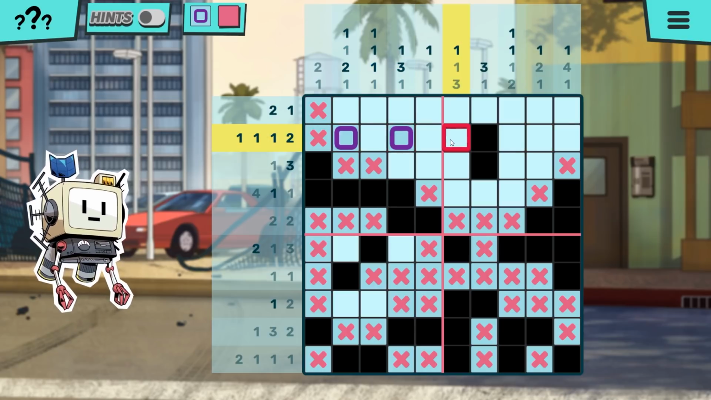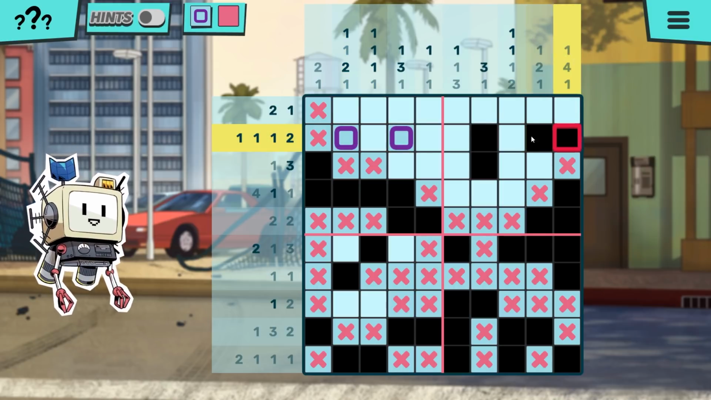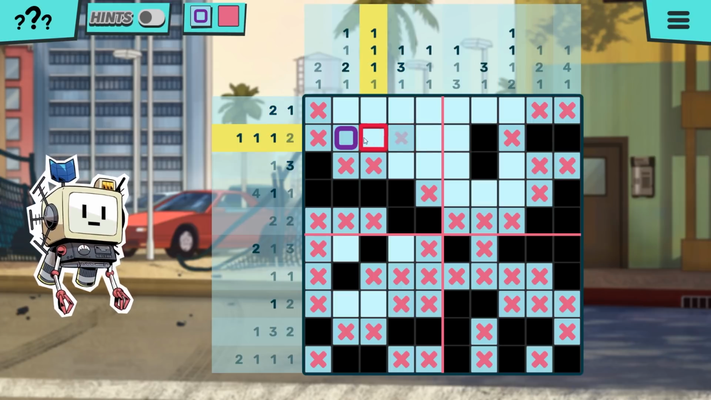Sort of. 1, 1. So the 2 is... We know where the 2 is. It has to be over there. It has to be there no matter what. Because there's just no room for it otherwise.